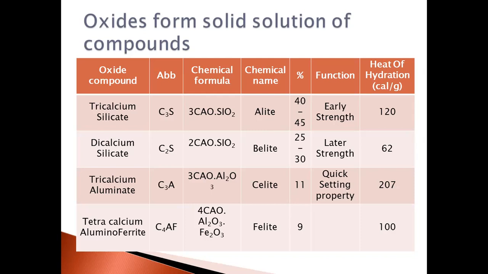And the last column is heat of hydration. See how the cement is manufactured with the help of the kiln, with burning at high temperatures up to 1500 degrees Celsius or even more. So when the cement comes out and we add water to it, it releases some heat. That heat is known as heat of hydration. For different components, we have different heats of hydration, like 120, 62, 207, and 100.